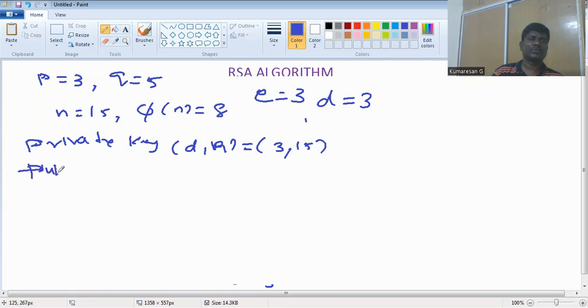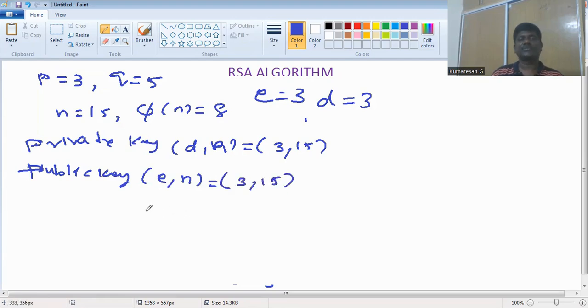So the public key values are E comma N. What is the E value? It is 3, and again the N value is 50. So now we know the private key and the public key.